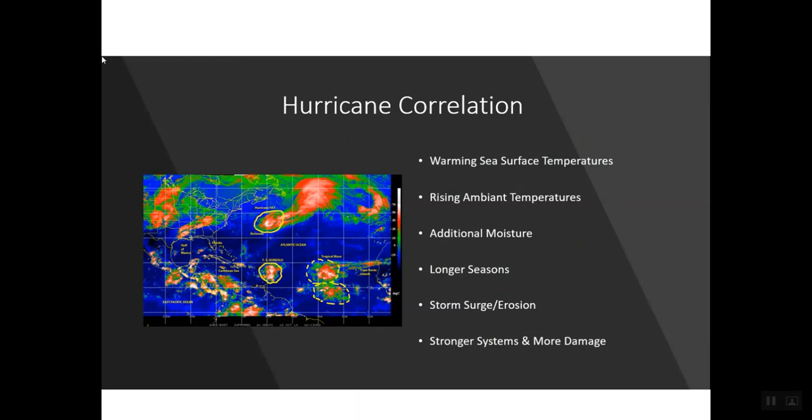A few other issues as far as that are storm surge, which Alicia touched on with the coral reefs, and beach erosion for not just islands, but all coastal areas as well. This all correlates into having stronger systems, which are more threats to human life as well as marine life and all aquatic features, including coral reefs, islands, mainlands, and everywhere across the globe.